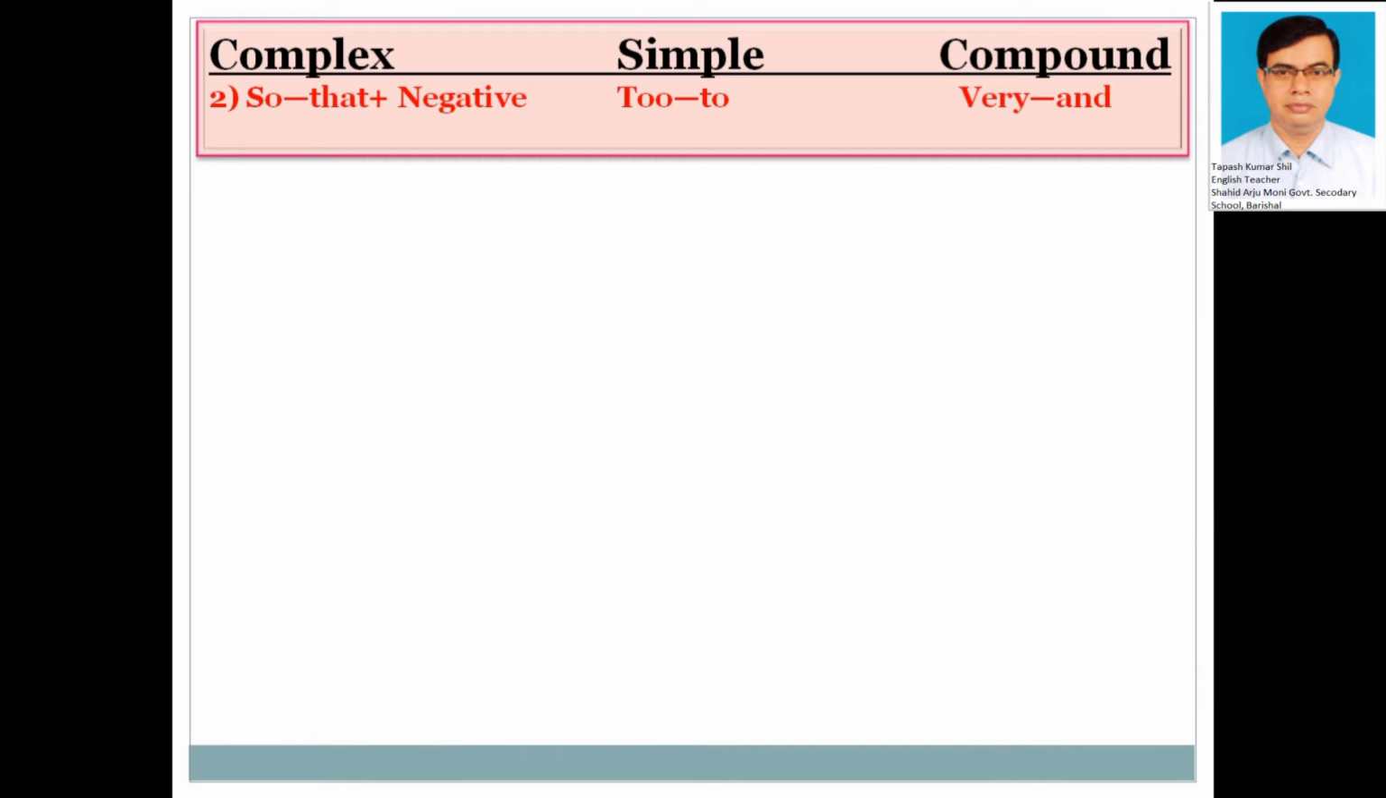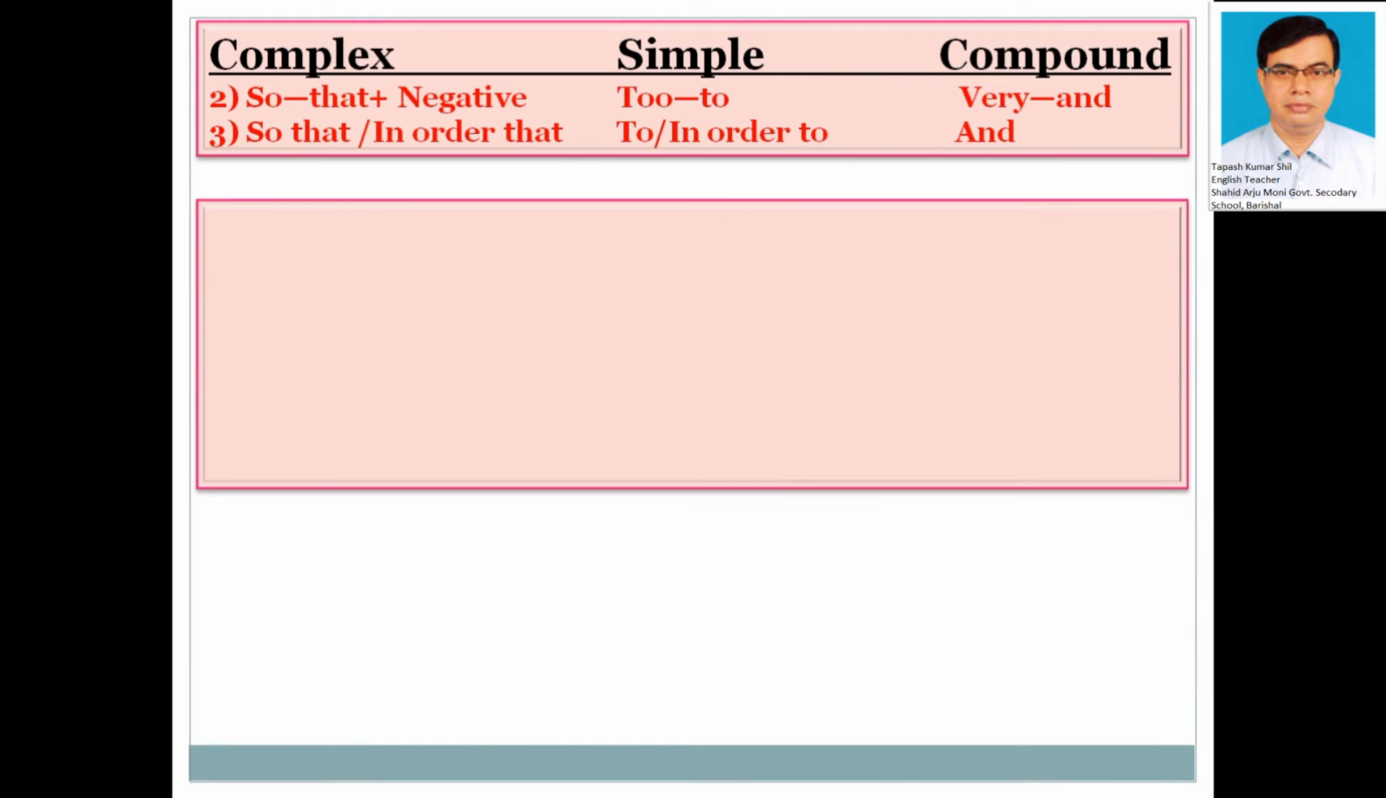Rule number 2. If there is so followed by that plus negative in a complex sentence, you will have to use too followed by to in simple and very followed by and in compound. Rule number 3. If there is so that or in order that, you will have to use to or in order to in simple and only and in compound.